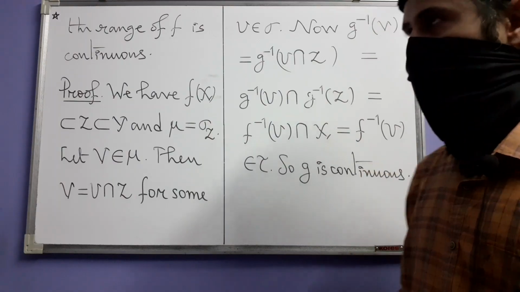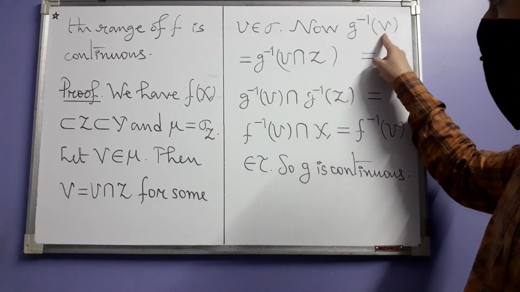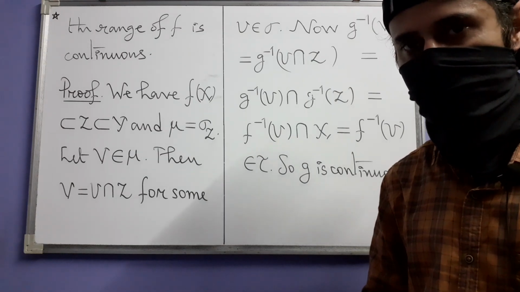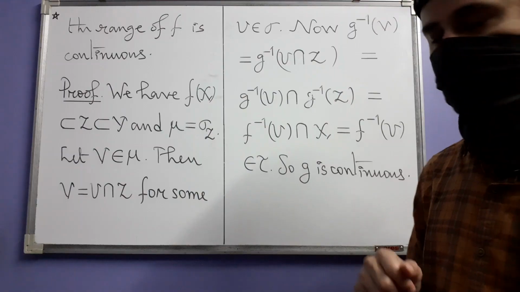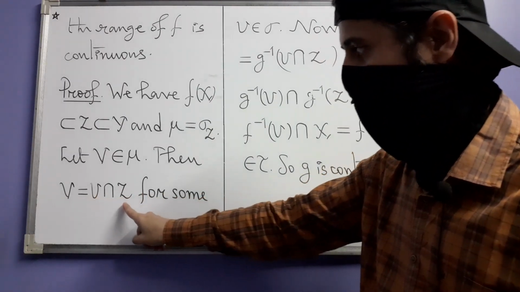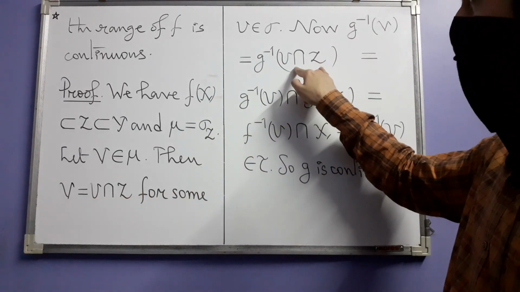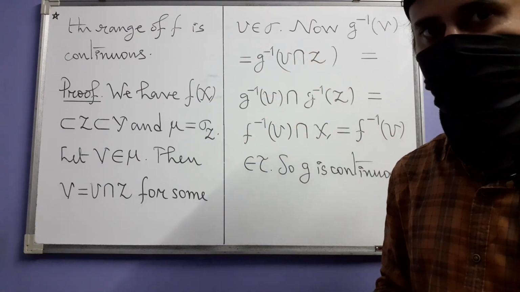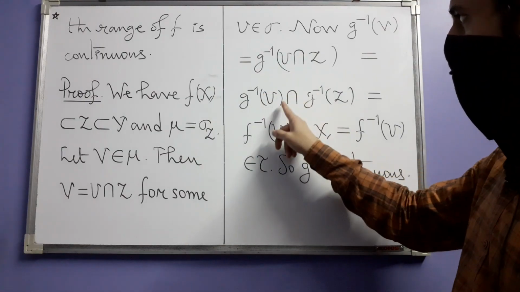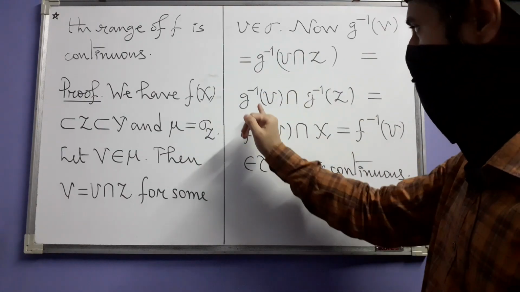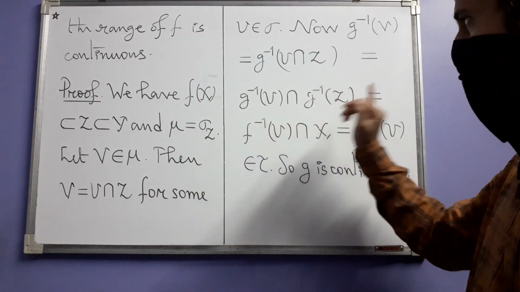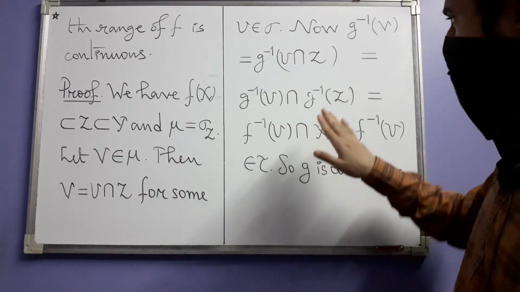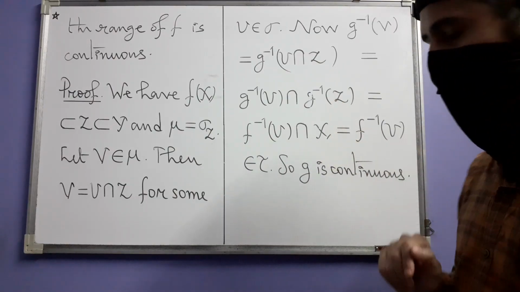Now, our aim is to show that this inverse image g inverse of V is open in the space X. That means it belongs to the topology tau. So, let's start our calculation. We know that V is U intersection Z, so we write that here. And then we know that inverse images behave well with all set operations. So, g inverse distributes itself over this intersection: g inverse of U intersection g inverse of Z. Now, since g is a function from X into Z, this g inverse of Z is nothing but X.